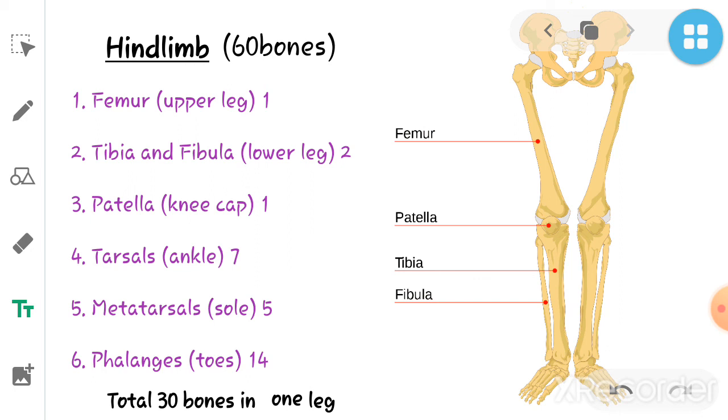Next to the tibia and fibula, we have the ankle. The ankle is made up of a total of 7 bones, and those are known as tarsals. Further, we have the sole area made up of a total of 5 bones, and those are known as metatarsals. Toes are known as phalanges, and the total count is 14. We have 14 phalanges in our toes. So, a total of 30 bones are present in one leg, and 60 bones are present in two legs. So this was the end of the appendicular skeleton system.